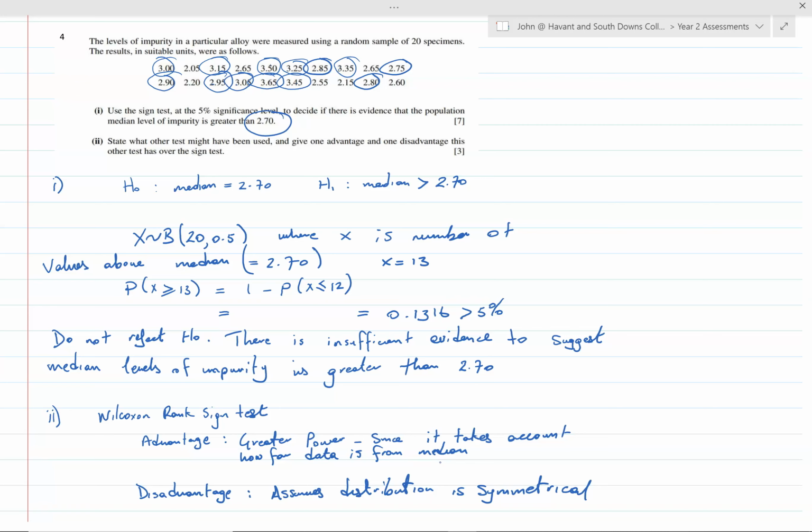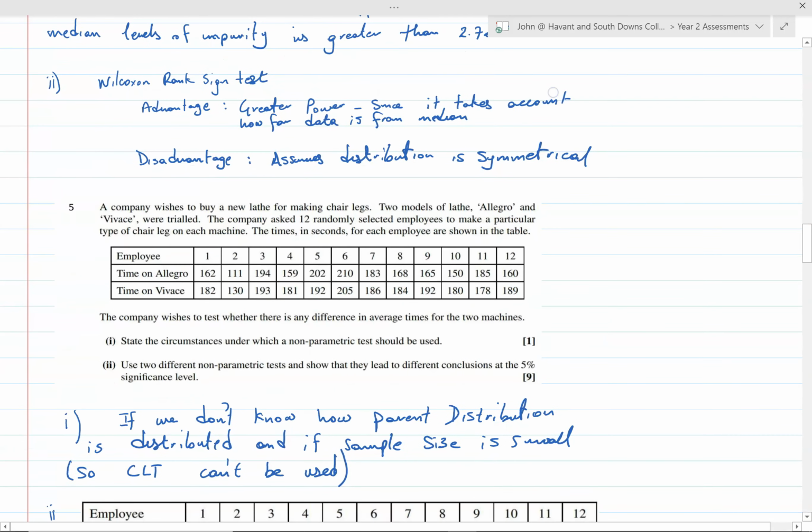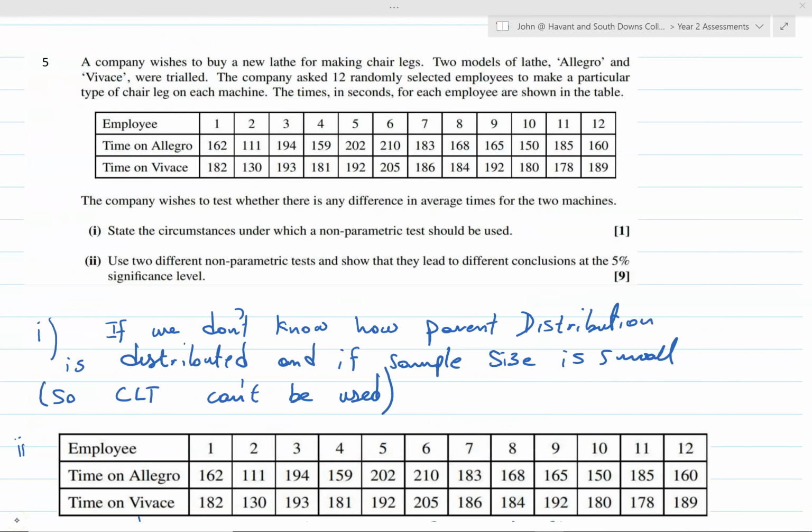And actually that leads nicely into the next question, where this actually happens, where the two different tests come to different conclusions. Okay, so let's just have a look at this. In question 5, we've got a question which is involving paired data.